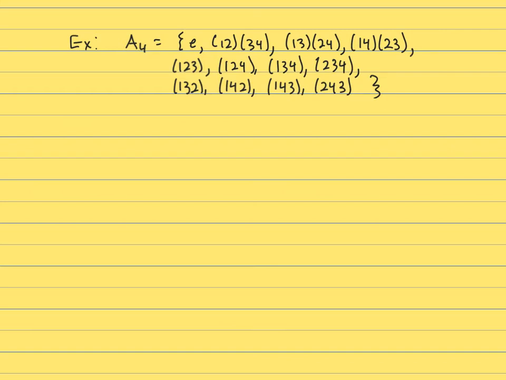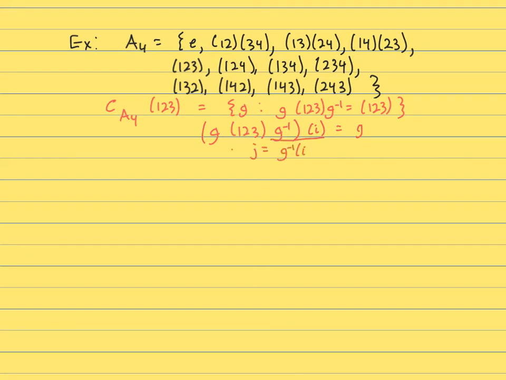The whole point here was to look at conjugacy classes. So let's look at the centralizer in this A4 of (1 2 3). So we're looking at elements that when you conjugate with (1 2 3), you get (1 2 3) back. Well, let's see what G (1 2 3) G inverse does with an element I. Well, you're going to get G inverse of I first. Let's call it G inverse of I equals J, because I don't know what it is. So we're getting G applied to (1 2 3) applied to J. So whatever this is, it's going to be sigma of J.